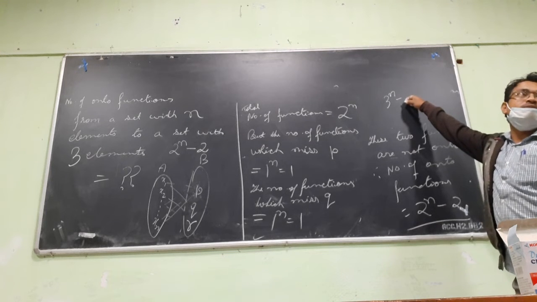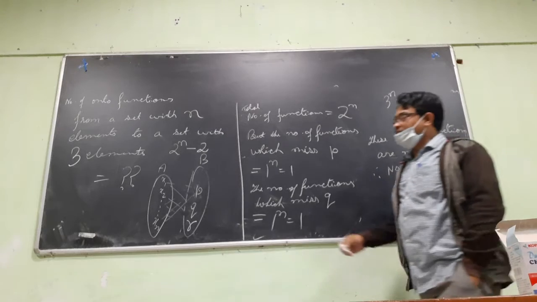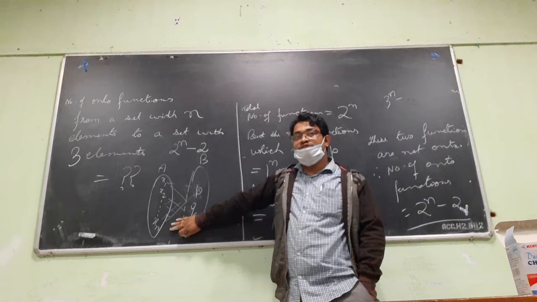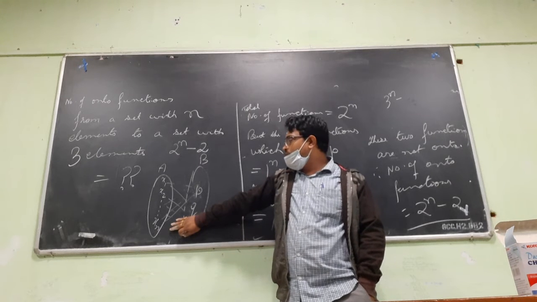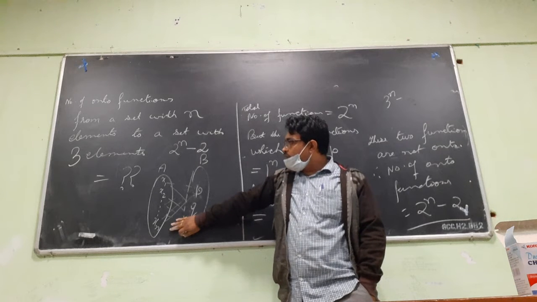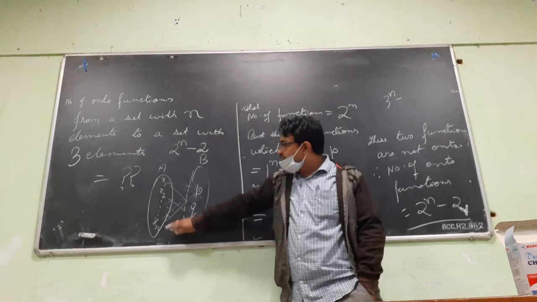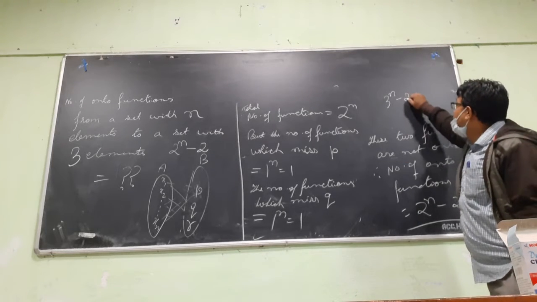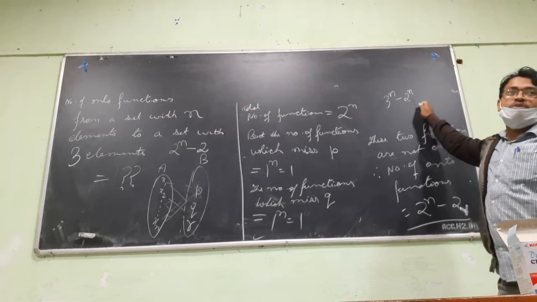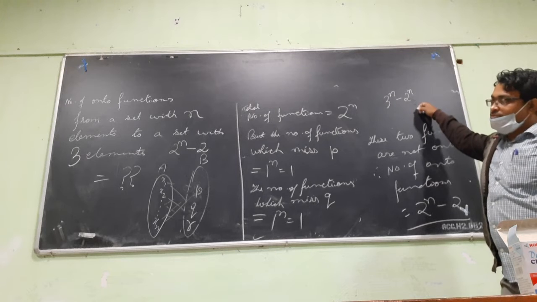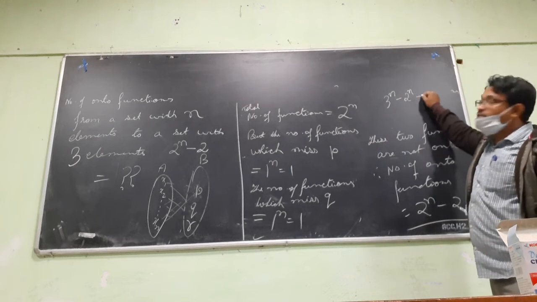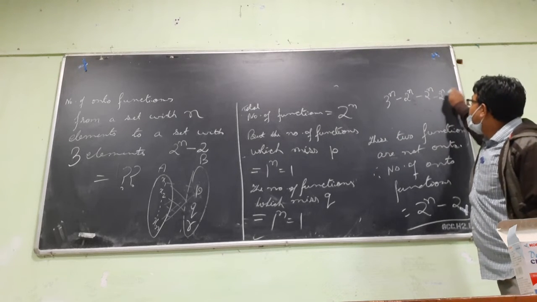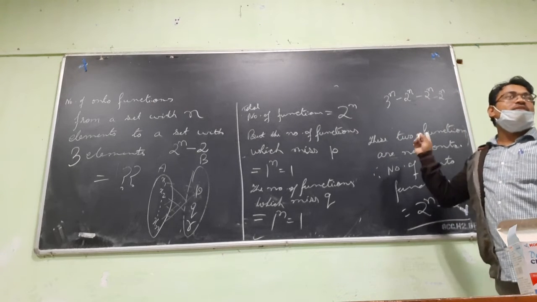2 to the power n, not 1. The number of functions which miss r, that means r is not in the image or the range. That is the same as the number of functions from this set to the set pq. So I have to subtract those functions. Subtract that total for p, and for q we have to subtract another one as well.